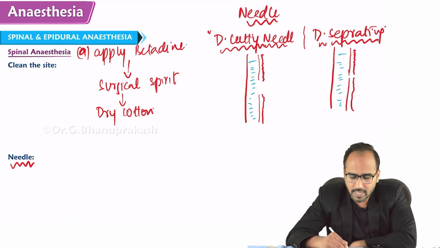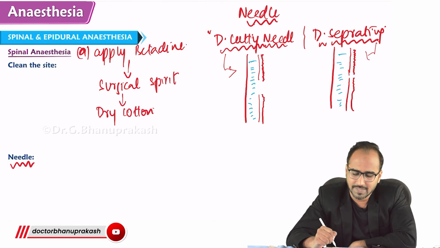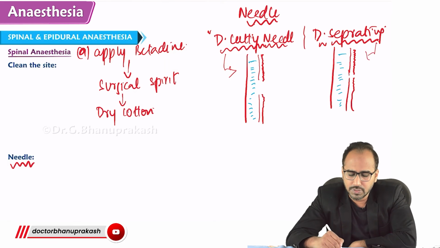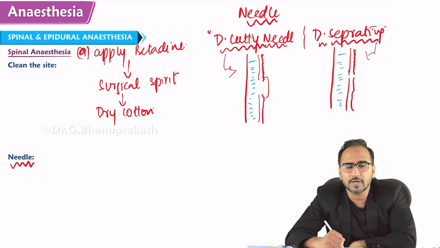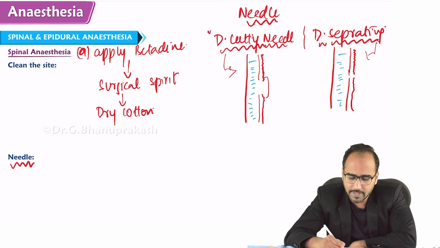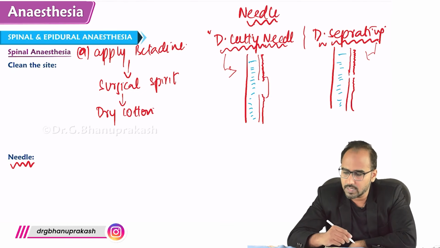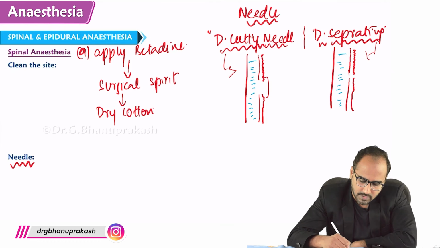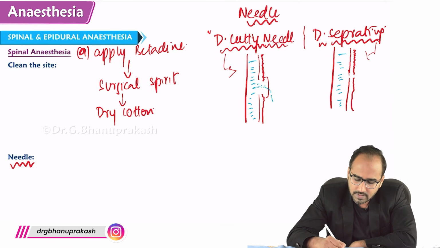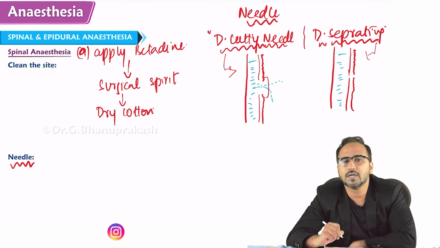In this patient, I have used dura cutting needle. In this patient, I have used dura separating needle. If I use dura cutting needle, just look at the damage of the dura, guys. How's the damaged part of the dura? It's very much. If the damaged part of the dura is very much, what will happen? Due to the damaged part of the dura, what happens? The CSF gets leaked out, leading to what?